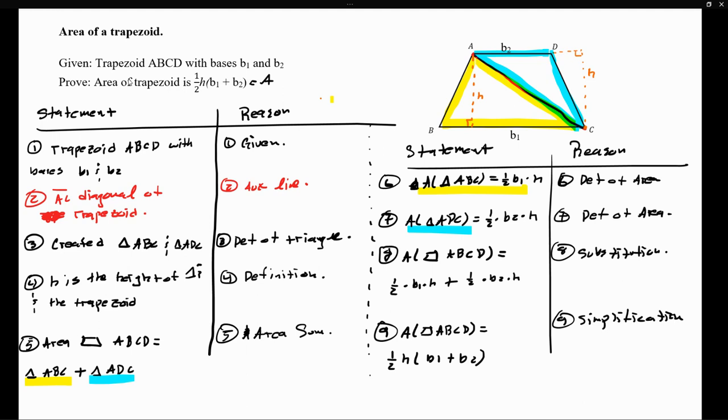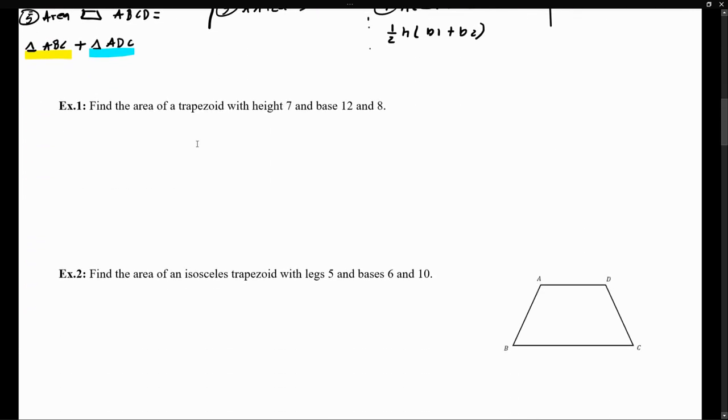In other words, any trapezoid can be broken down into two triangles, and the addition of the areas of those two triangles is equivalent to the area of the trapezoid. So again, don't just try to memorize formulas. Try to understand where they come from. Let's do a couple of examples to use our result. Now that we know that the area of a trapezoid is 1/2 times the height times base 1 plus base 2, let's find the area of some trapezoids.